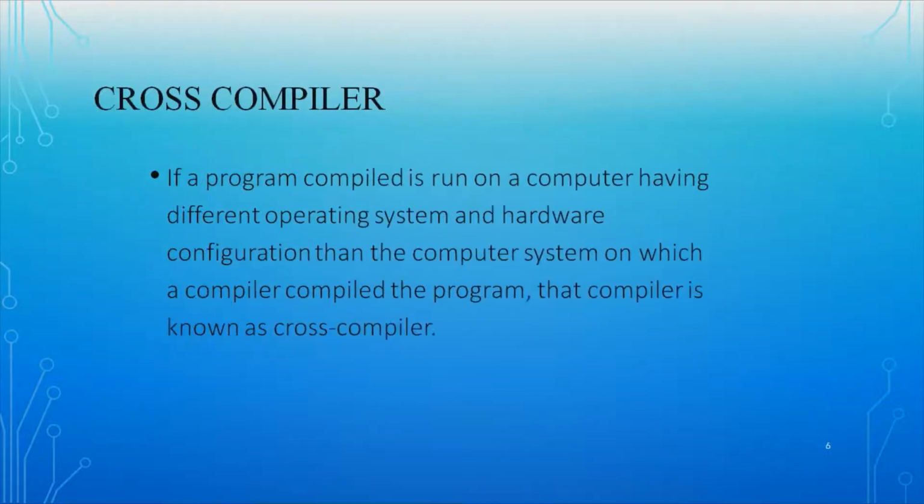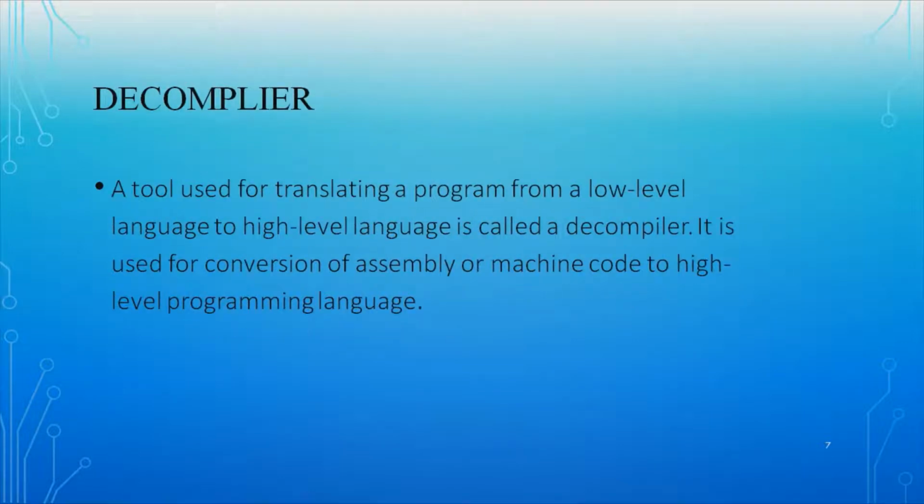Another tool is the cross compiler. If a program is compiled and run on a computer having a different operating system and hardware configuration than the computer system on which the compiler compiled the program, that compiler is known as a cross compiler. A decompiler is a tool used for translating a program from a low-level language to a high-level language. It is used for conversion of assembly or machine code to high-level programming language.